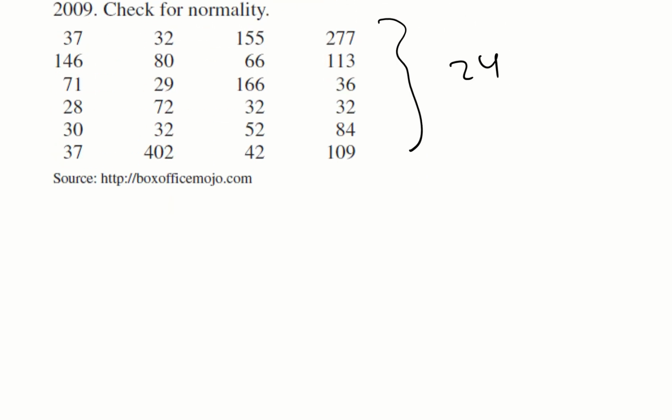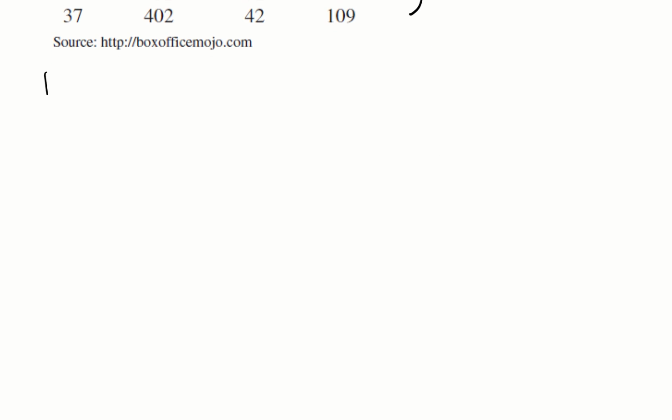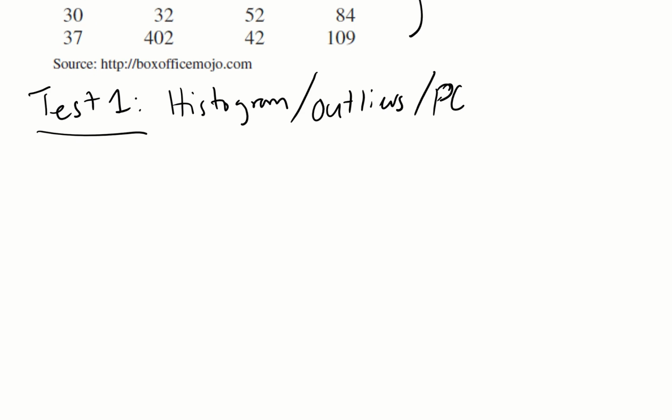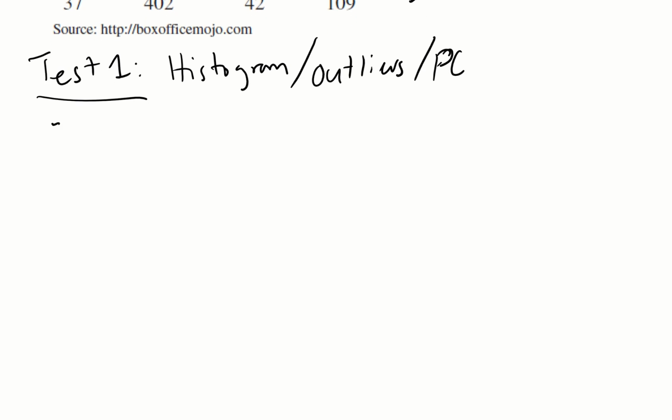So let's go ahead and look at test 1, which has a lot of stuff involved: the histogram, outliers, and the Pearson coefficient. Let's do the histogram first. For our example, let's choose 7 classes.